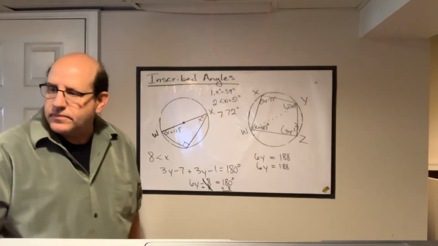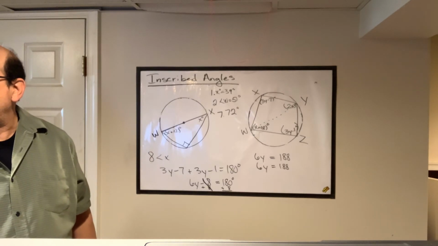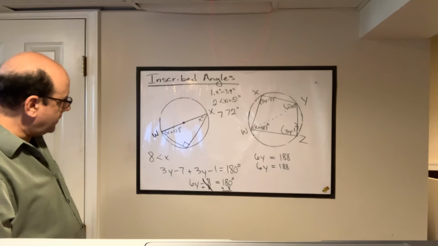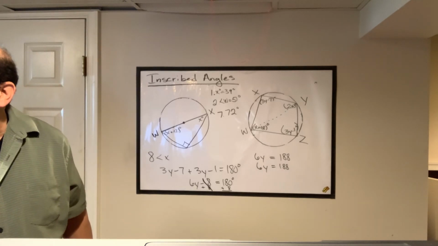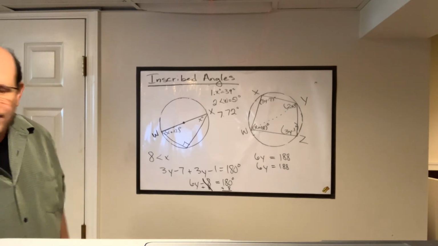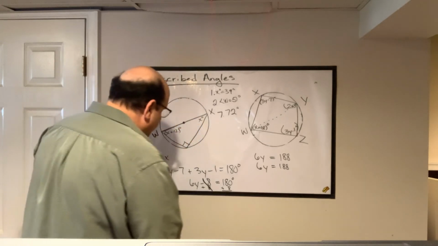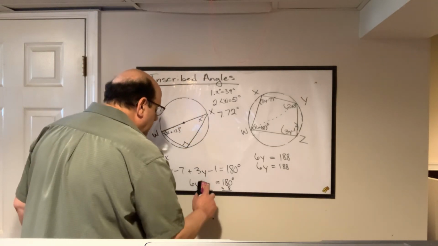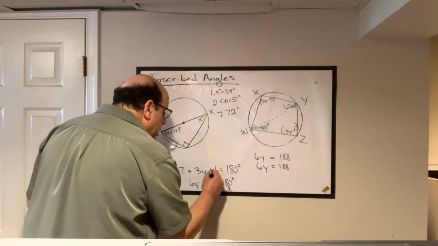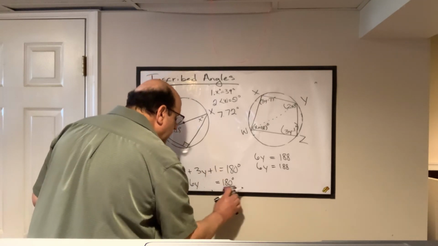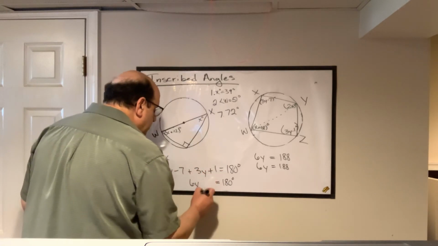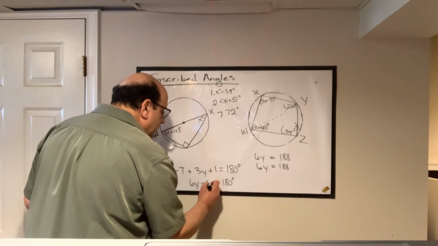31.3. What did I do wrong? Did I write them out wrong? Yes, I did. All right, sorry, kids. I made a mistake. This is a +1. I was wondering why it didn't work out right. There we go. Minus 7 and +1 is minus 6.